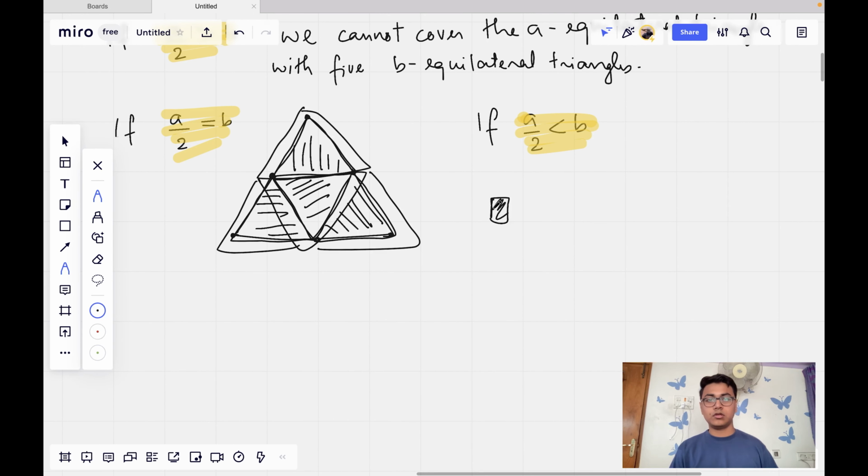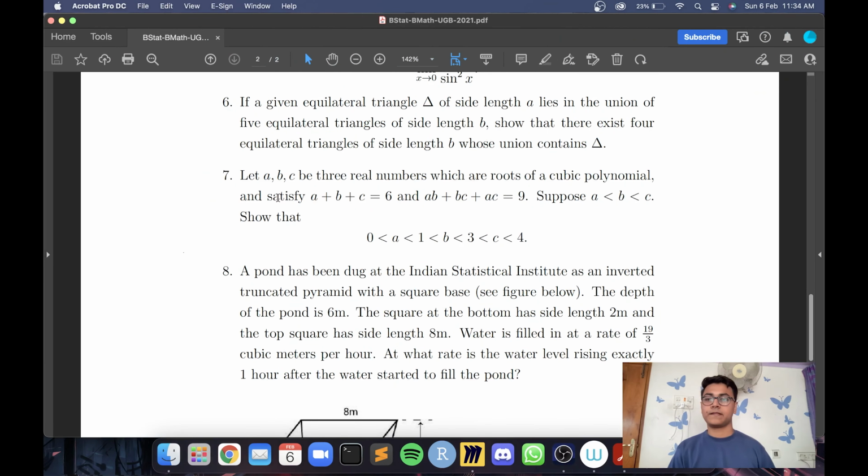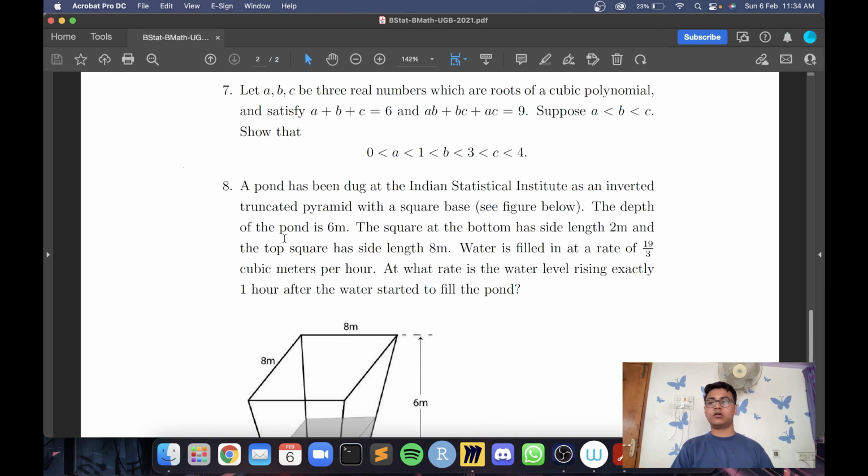So A by 2 greater than B is not possible. The only possibilities are these, and in each of these cases we have shown a configuration that works, and that is fine. So the 6th question is also done. We will move on to the 7th question now.